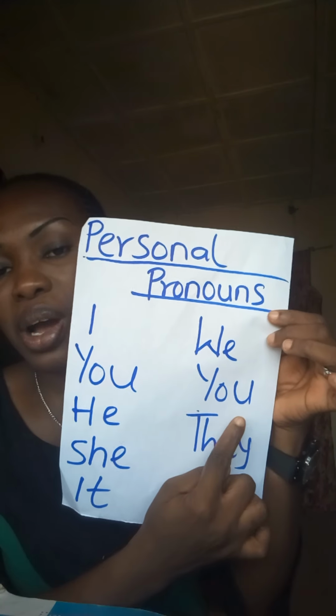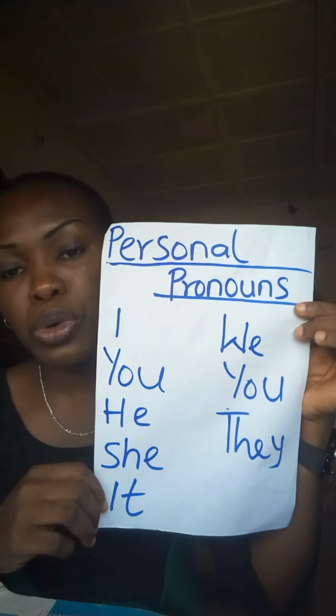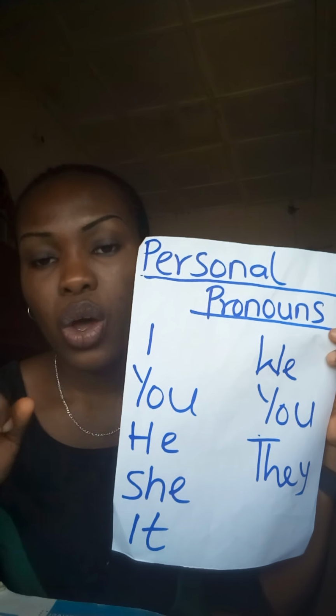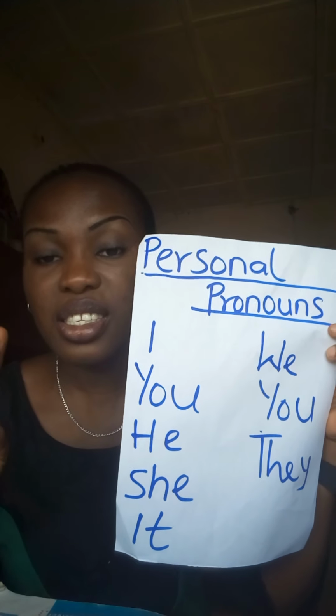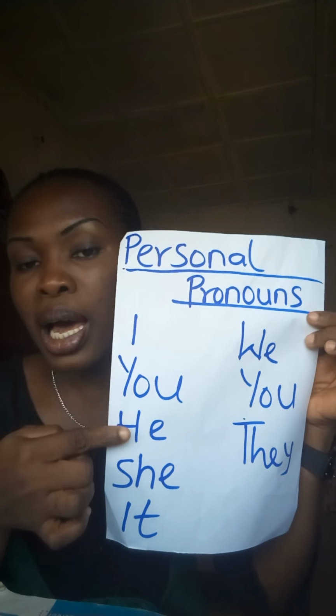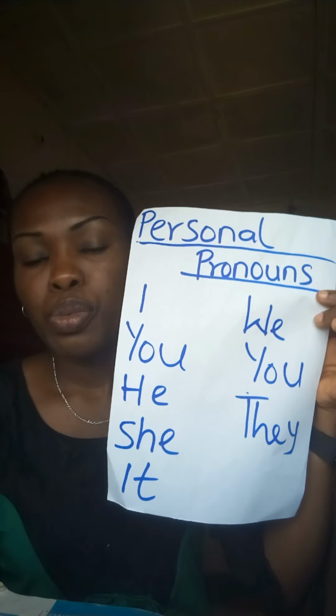Notice we have you here and we have you here. Yes, you is always you, both in the singular form and in the plural form. So don't forget, pronouns must either be singular or plural, and that is why it has to rhyme with its antecedent. If the antecedent is singular, you use these singular pronouns, and when the antecedent is plural, you use the plural pronouns to work.